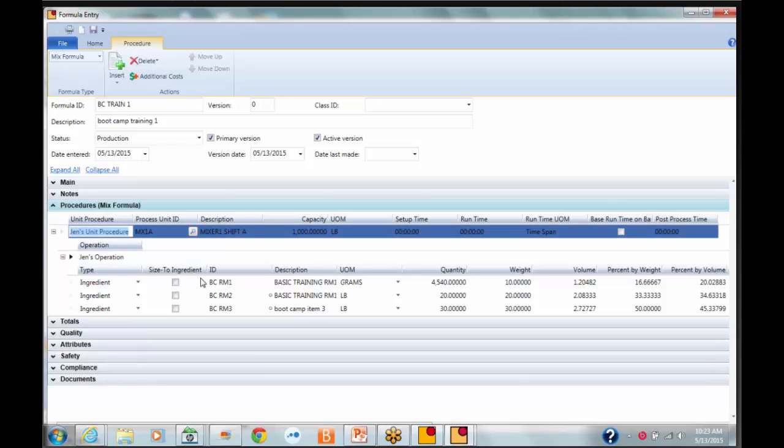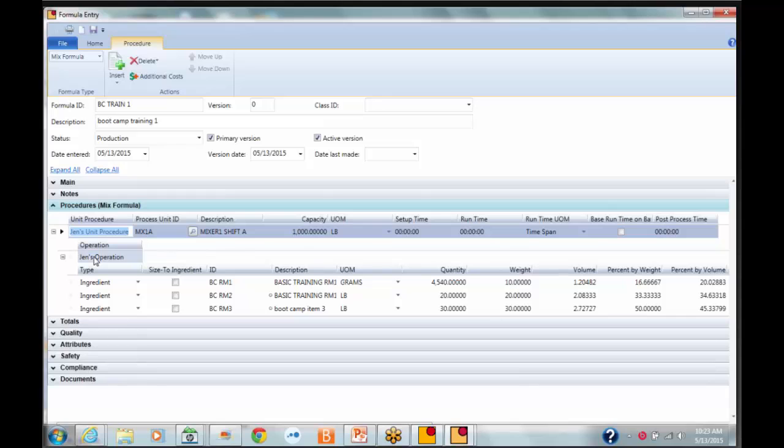Additional costs, which are things like labor, overhead, if you're trying to throw those into your formula, those are done at the unit procedure level. So if you want to do an additional cost of a penny a pound based on these ingredients, you might have 1 unit procedure and then maybe do 2 cents a pound for these other ingredients. You can have different unit procedures.